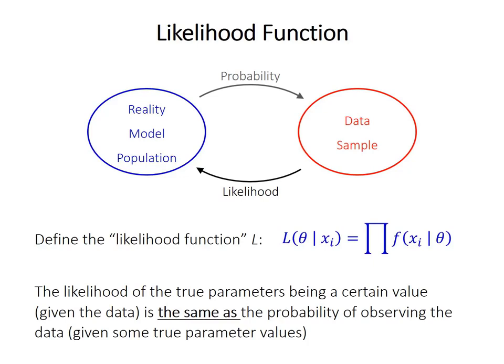So this equation here states that the likelihood of the true parameters being some values theta, given the observed data x, is equal to the probability of observing the data x, given some true parameter values.